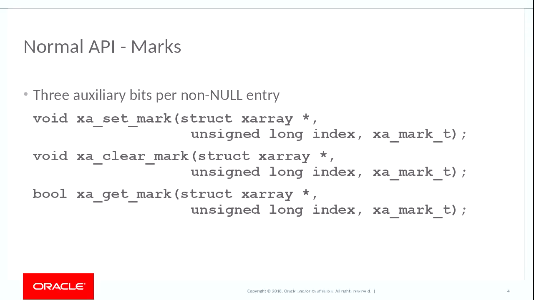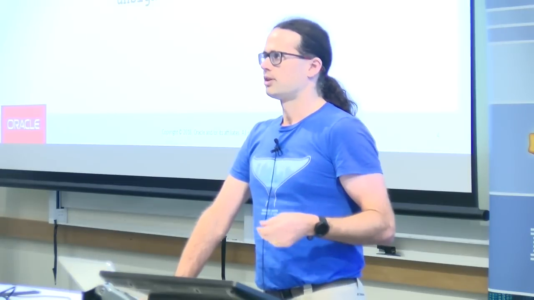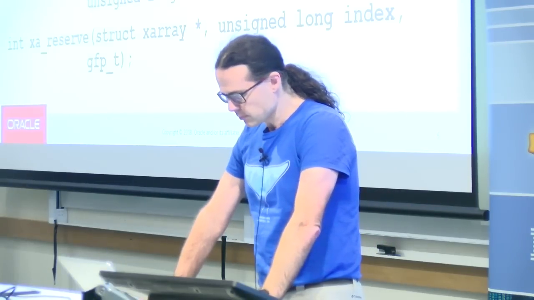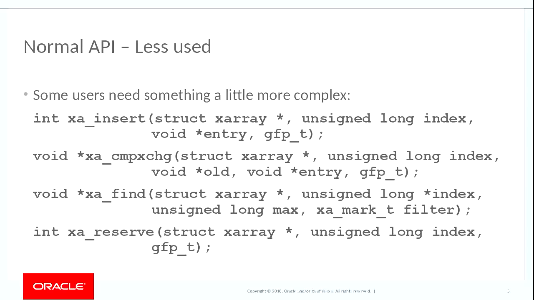We have this functionality called marking. These are search keys. You get three marks per entry. So you can say, I want to iterate over only the ones which have mark zero set, or only the ones that have mark two set. And most of the users will define their own meanings for mark zero, mark one, and mark two, so that they can say, I want to iterate over only the ones which are not yet written, or I want to iterate only the ones which are currently being written, that kind of thing.